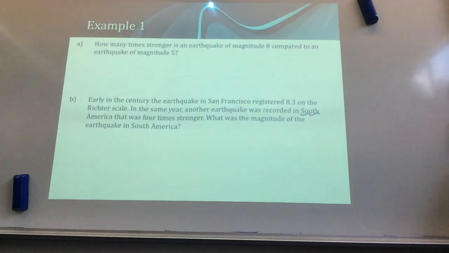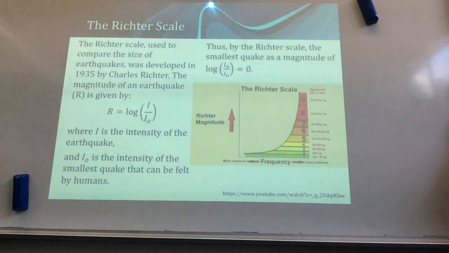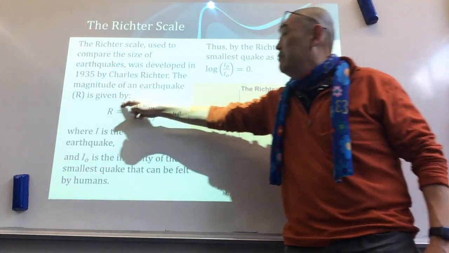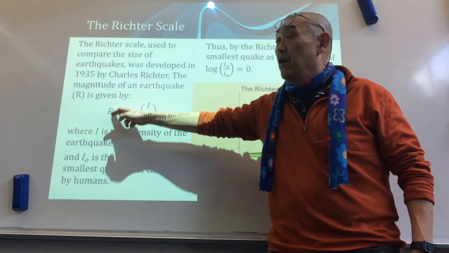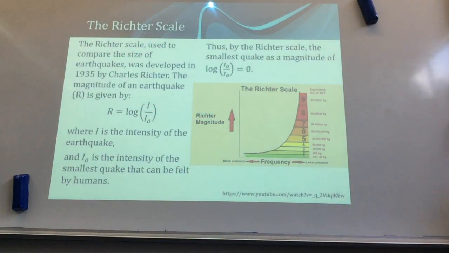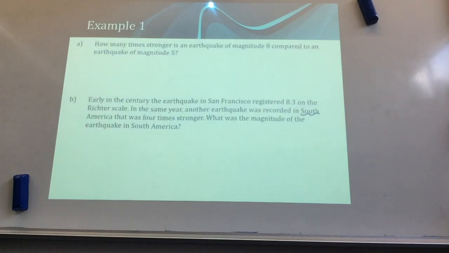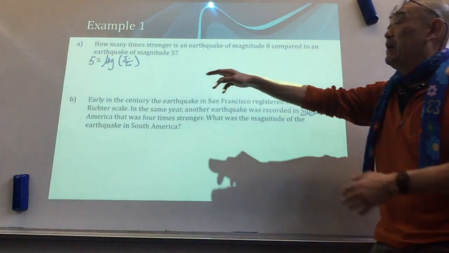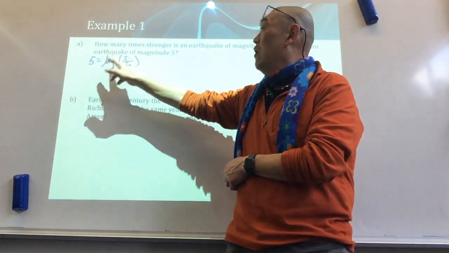All right, now, example 1. How many times stronger is an earthquake of magnitude 8 compared to an earthquake of magnitude 5? 10 to the power of 3. If you look at that, how on earth are we going to use something like this? Here, it's just basically application of your log laws. So you can work out that an earthquake of magnitude 5 is log of I.